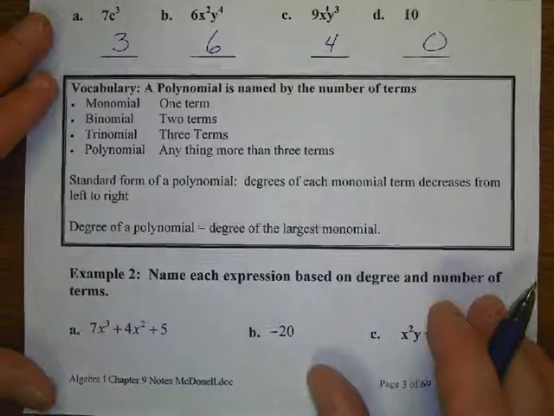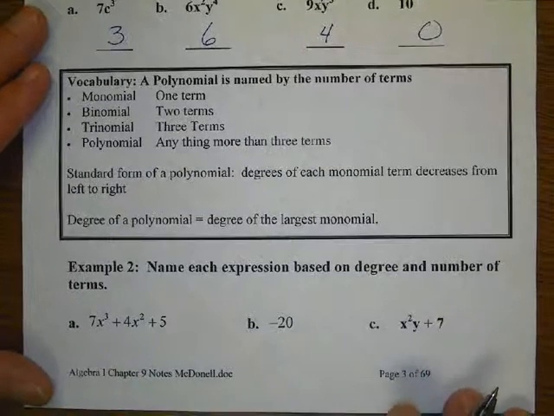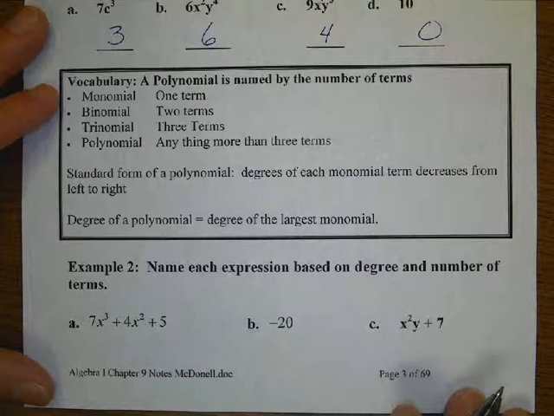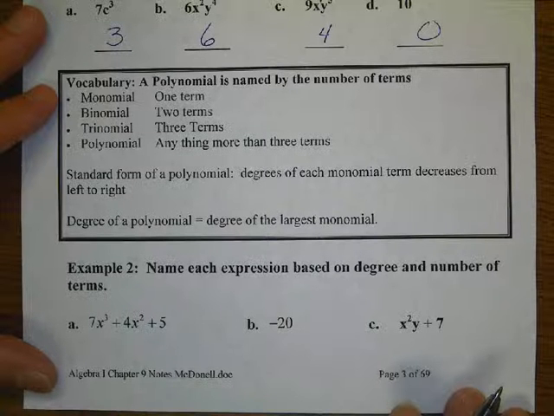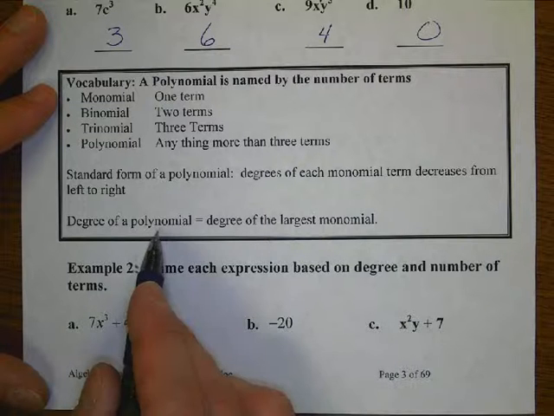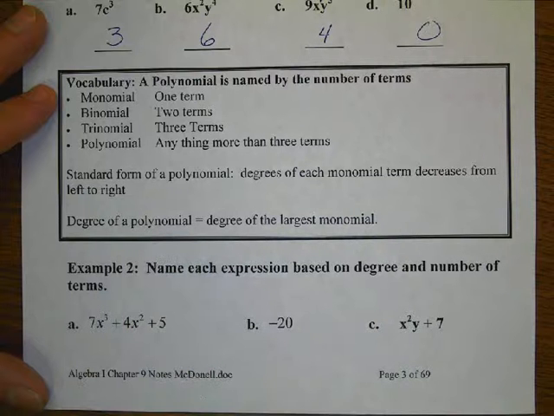As we look to the bottom of our page, we're talking about some other vocabulary about what a polynomial is, named by the number of terms. We have monomial, binomial, trinomial, and polynomial, standing for 1, 2, and 3 terms. Standard form is something we always want to write all of our answers in. The degrees of each monomial term decreases from left to right. So the highest degree is going to go on the left and the lowest on the right, followed finally by the constant. And the degree of a polynomial, lastly, is the degree of the largest monomial.